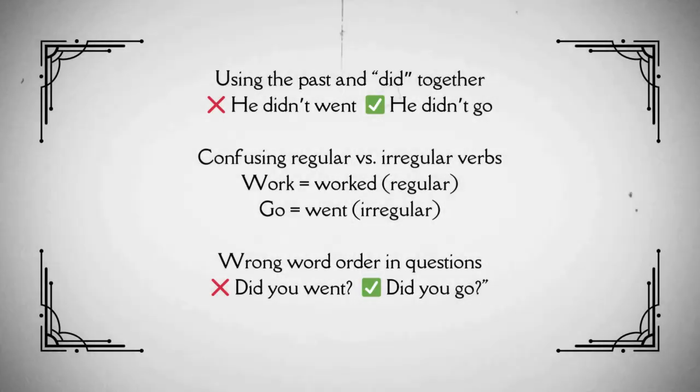Second, confusing regular versus irregular verbs. For example, worked is a regular verb, so we have to use worked. But go is an irregular verb, so we have to use went.